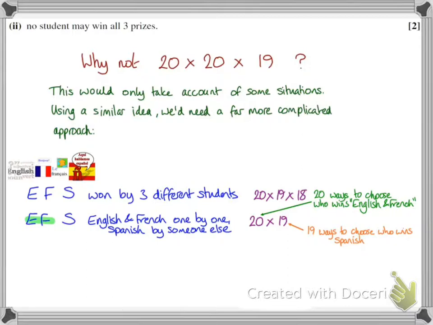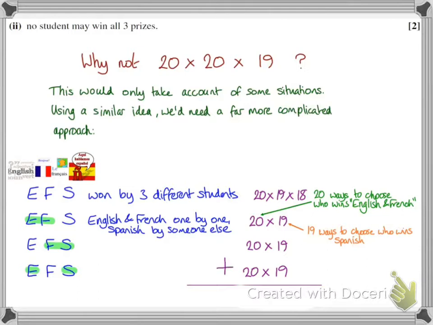But then we'd need to look at the other combinations that are possible. It could be that one student gets the French and Spanish prize and then the English would have to go to someone else, or one student gets the English and the Spanish and then the French would have to go to someone else. If we put all of these situations together, they do indeed give us the total of 7,980, which is the same as working out by the other method.